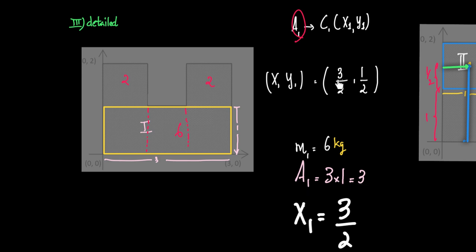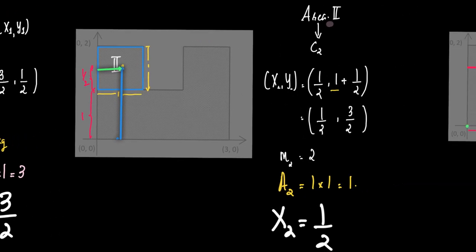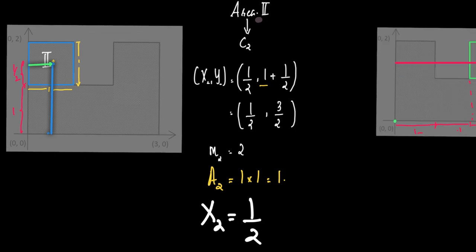And what is the corresponding x1? It is 3 by 2. I'm doing the calculation only for x bar. You can do the same calculation for y bar, and let's see if we get the same answer. For area 2, width is 1, height is 1. So the area will be a2 is equal to 1 into 1. And x2 is 1 by 2. Like I said, I'm doing the calculation only for x2. You can do the same for y2.